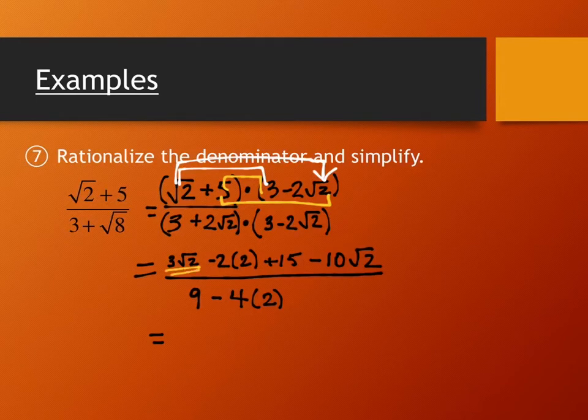All right, we're going to clean up the numerator. Since it's listed first, I'll list the radical parts first. I have 3 square root of 2, and I have negative 10 square root of 2, which gives me what? Negative 7 square root of 2. And then we have negative 2 times 2, which would be negative 4, plus my 15, which would give me 11. And then in the denominator, I have 9 minus what? 8, which is a wonderful number. Yes, otherwise known as 1. So I can write this. This would be an awkward way to leave anything written, obviously, because division by 1 doesn't change the value. This expression simply becomes negative 7 square root 2 plus 11.